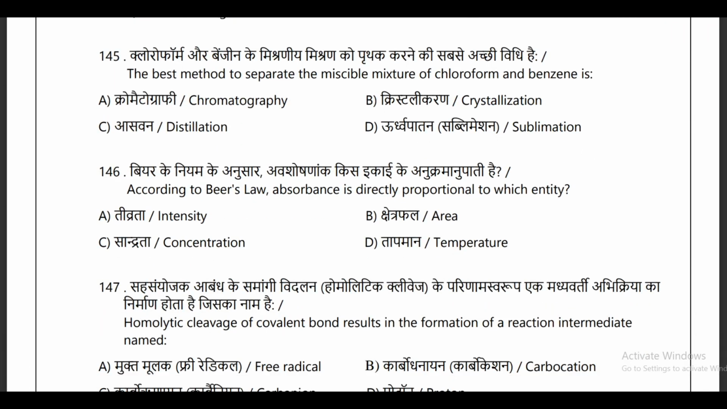In the next question, what is the best method to separate a miscible mixture of chloroform and benzene? The best method is distillation, so option C is your correct answer. Chloroform and benzene are both volatile organic compounds, but both have different boiling points. So distillation is the best method to separate such miscible mixtures based on their boiling points. This process involves heating the mixture until one of the components vaporizes and then condensing the vapor back into liquid to collect it separately. So option C is your correct answer in this question.